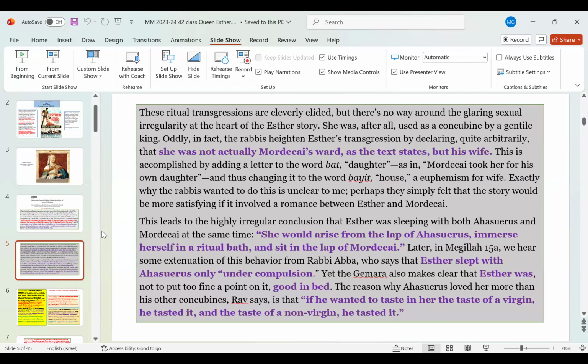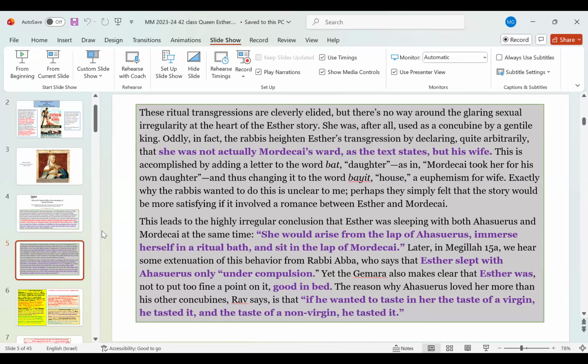And they also changed the word bayit, daughter in his house. House is always a euphemism. Even today in Talmudic literature, a wife is referred to as a house, as a bayit. All right. So as he points out, why they wanted to do it, it's unclear.